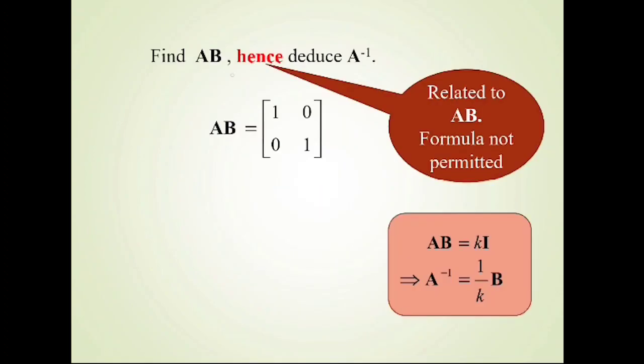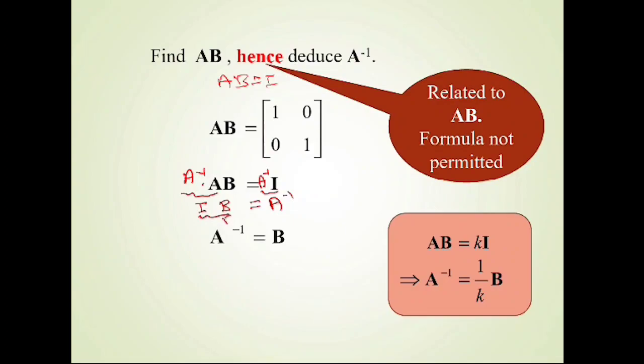Since AB is equal to the identity matrix, to find A inverse, we can just write A inverse multiplied on the left hand side and then multiplying it on the left hand side of the right equation, and then A inverse multiplied with A is equal to I multiplied with B. A inverse multiplied with I is just A inverse, and then I multiplied with B is just B. So that's how you get A inverse equal to B. So just write down the matrix B to find your A inverse.